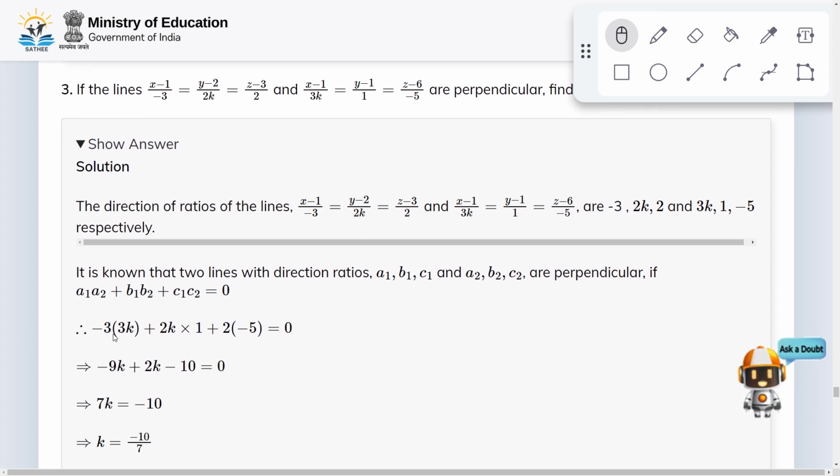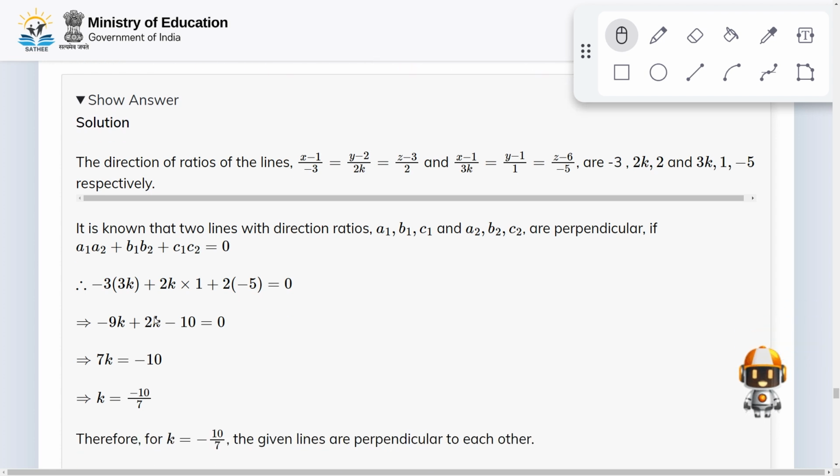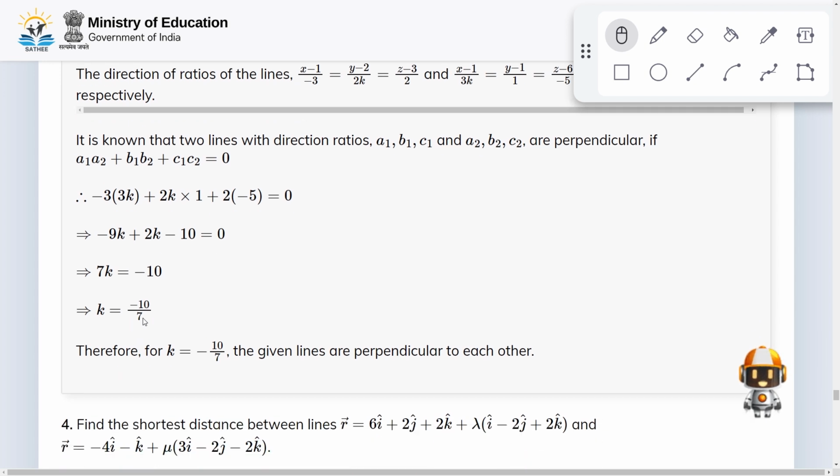So minus 3 multiplied with 3k plus 2k multiplied with 1 plus 2 multiplied with minus 5 means 9k plus 2k minus 10, so 7k equals minus 10, which means k must be minus 10 by 7. Therefore, k will be minus 10 by 7. Then both the lines must be perpendicular to each other.